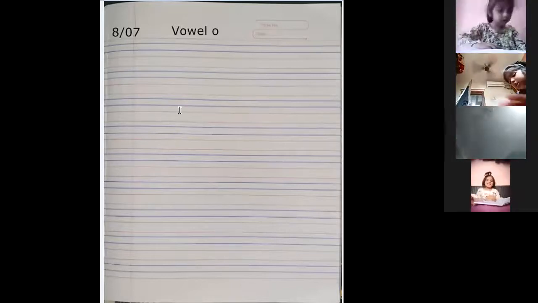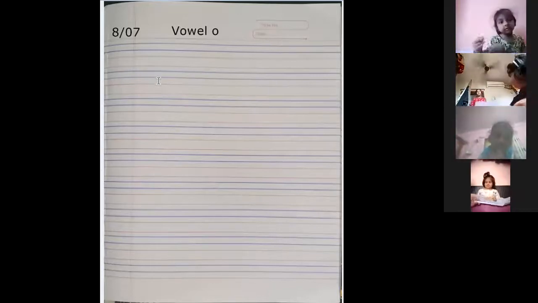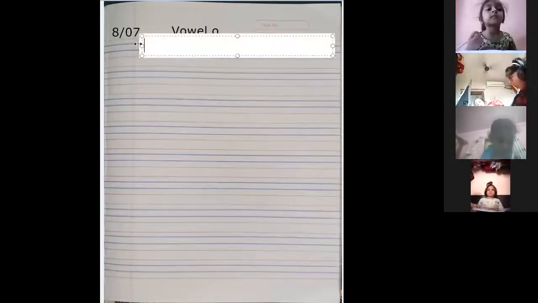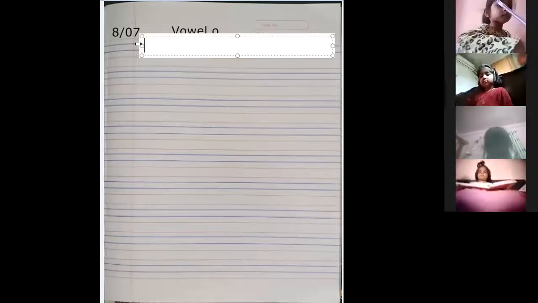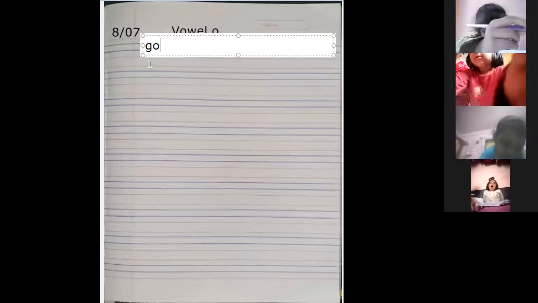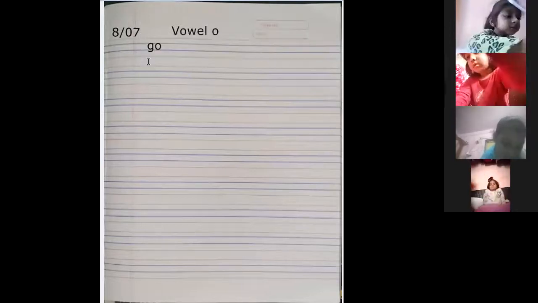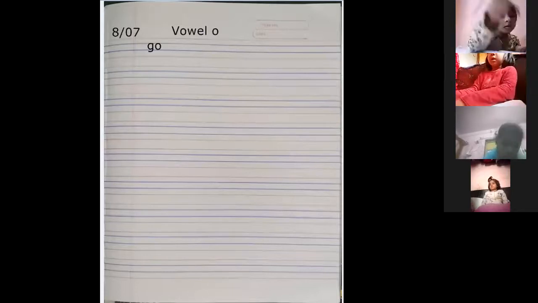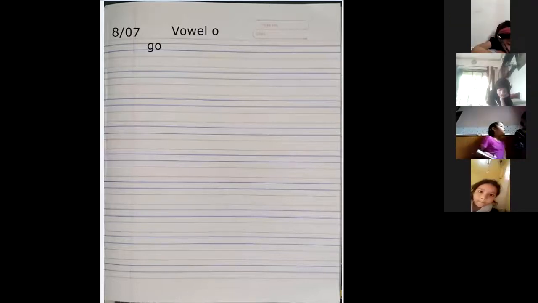Yes, done everyone. Now the first word we are going to write. Start from here. Nobody will write in the margin, okay? And everything will be in capital. So write here small g, small o, G O go, that is G O go.